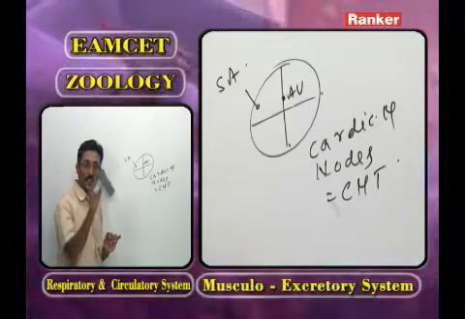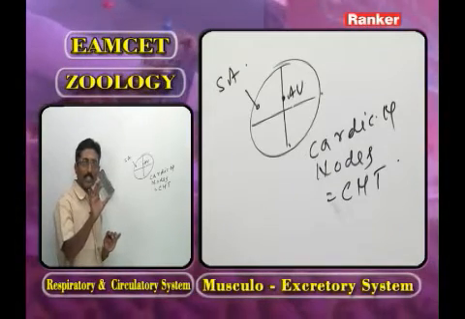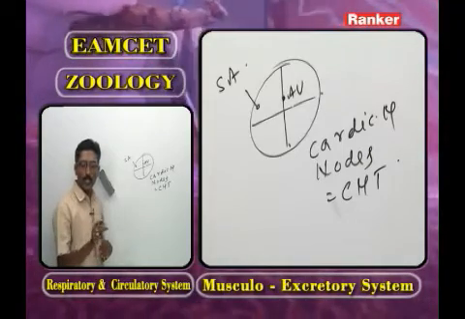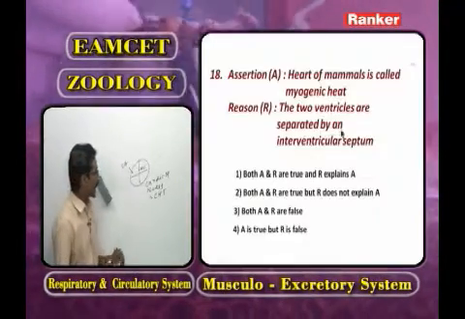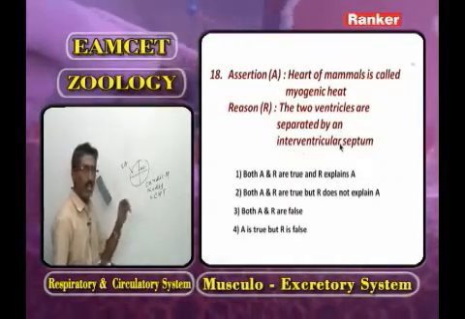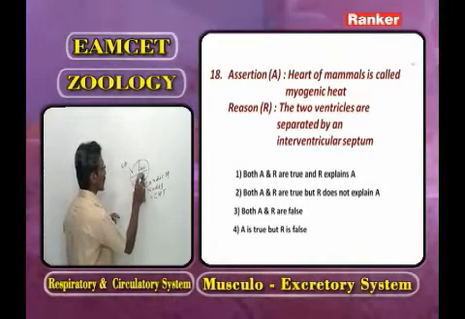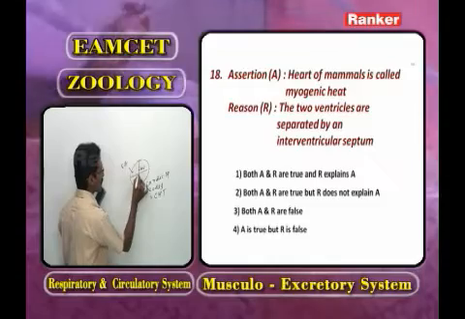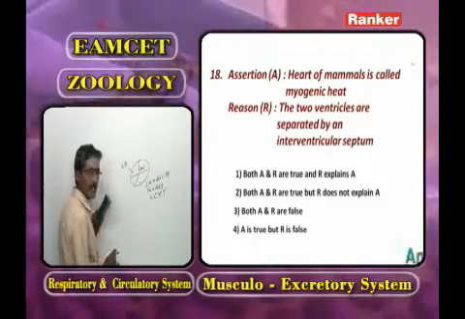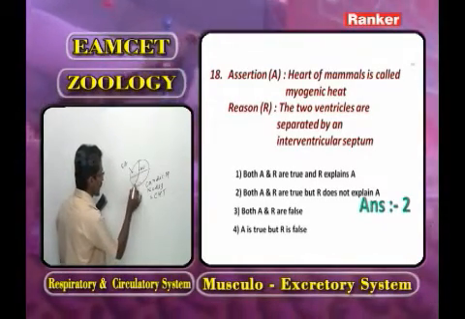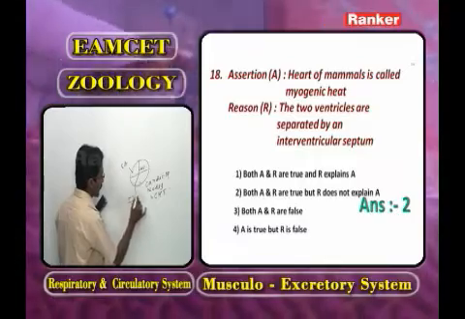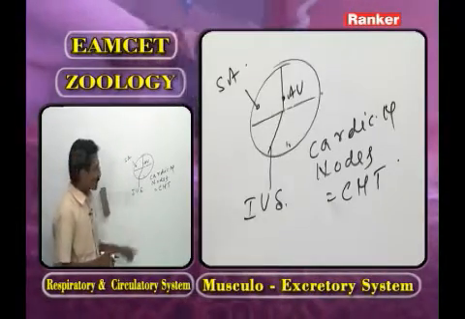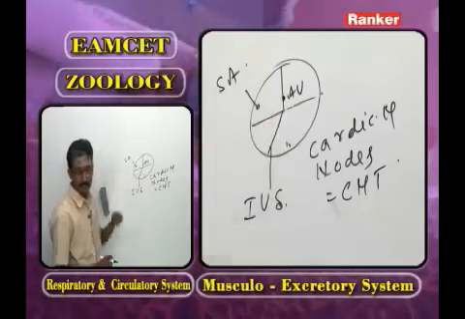For this assertion, what is the correct reason? The heartbeat under the control of muscle tissue. But here, what is the reason? The two ventricles separated by interventricular septum. Now these are two ventricles. As we observe the ventricles, the two ventricles are separated by an oblique septum, that is called interventricular septum. So A and R are correct, but R does not explain A.